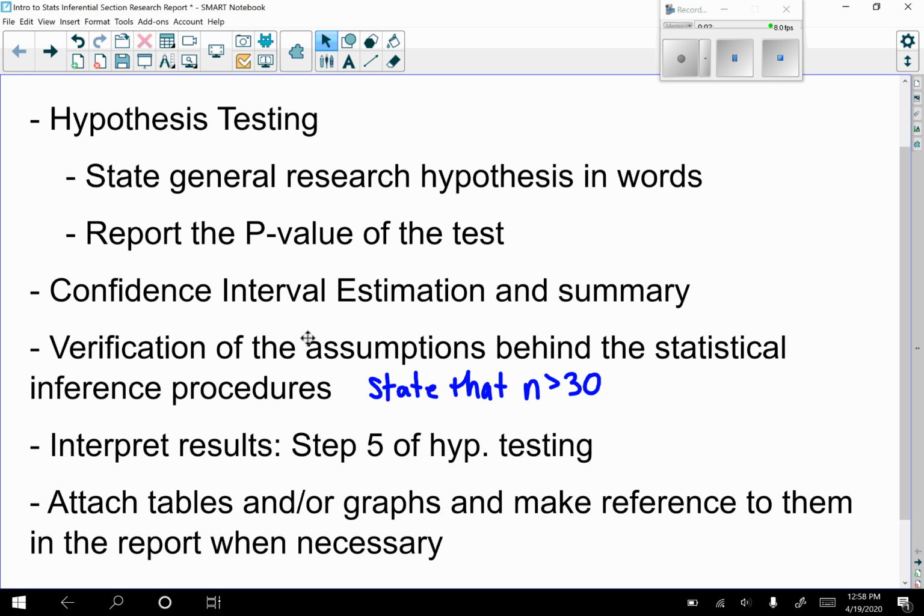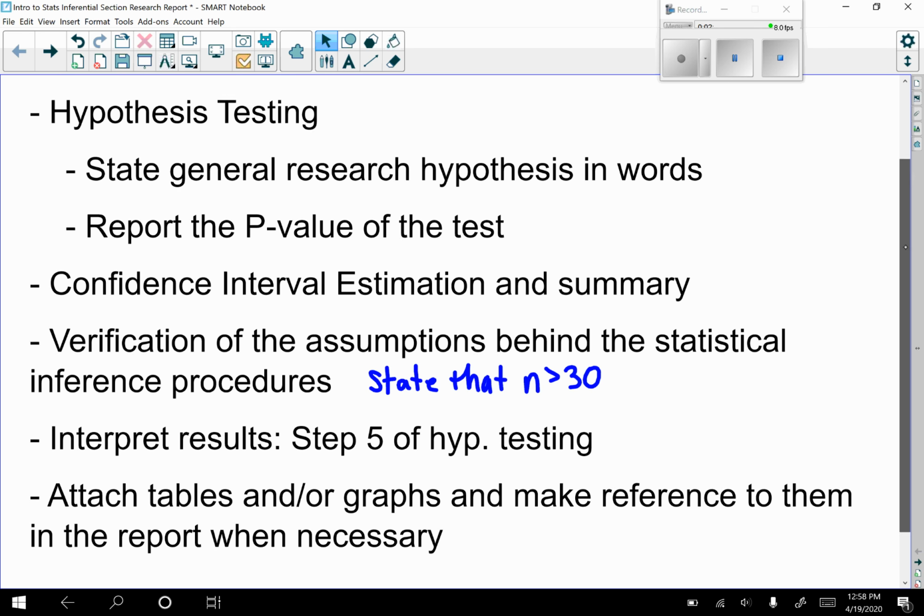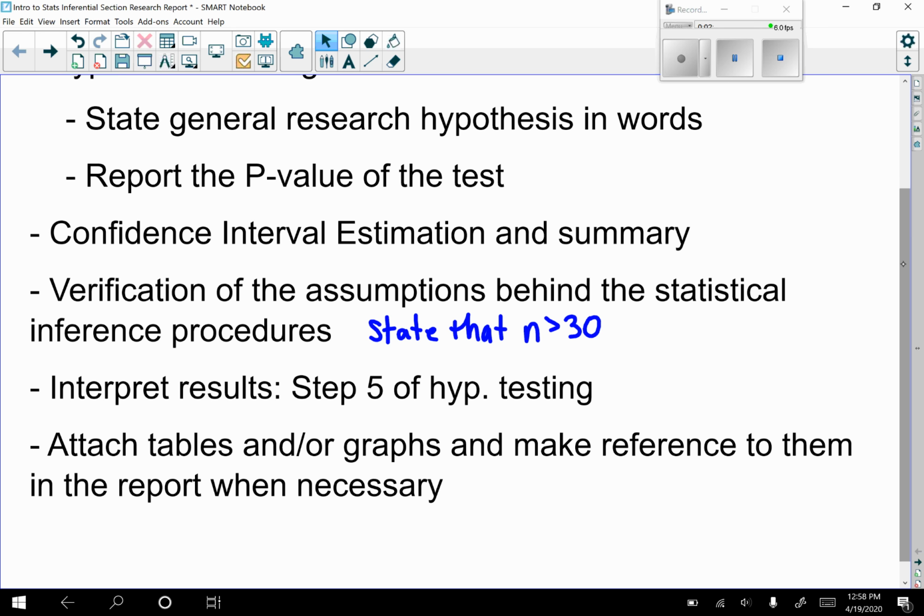So step 5 of hypothesis testing, please make sure you're using the correct wording. Any tables or graphs that you've already added to your paper, if you're stating anything in this part of the paper that ties into it, please make sure you go back. So if you had figure 1 or graph 1, go back and refer to that as you're talking about or analyzing the results.